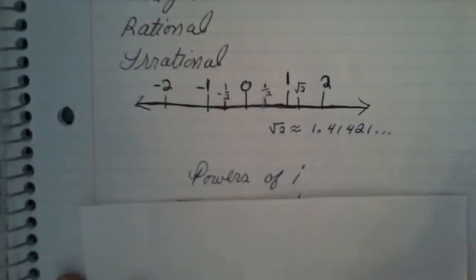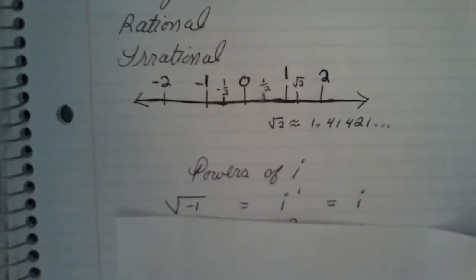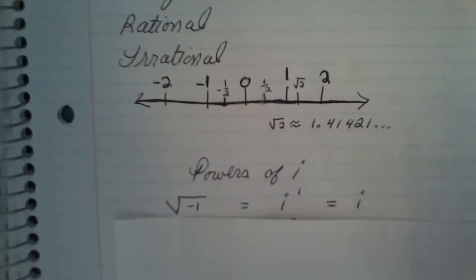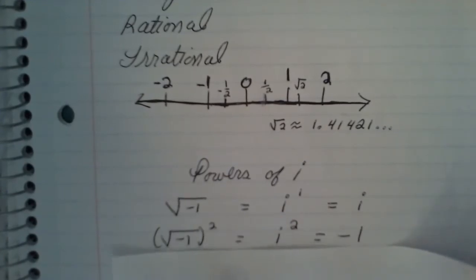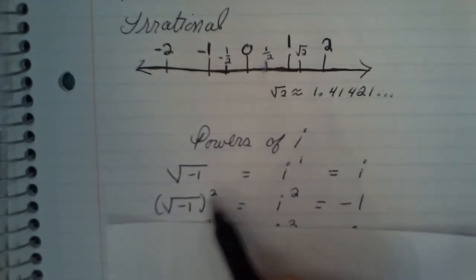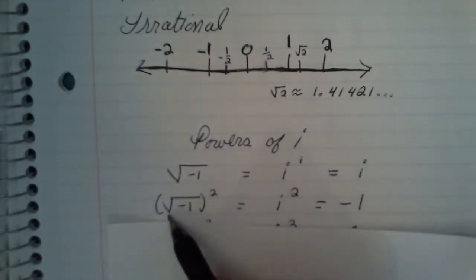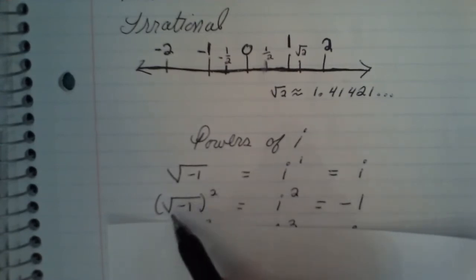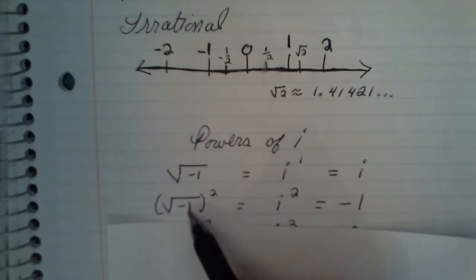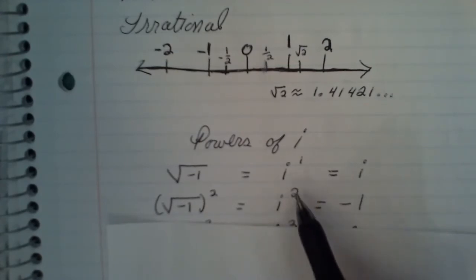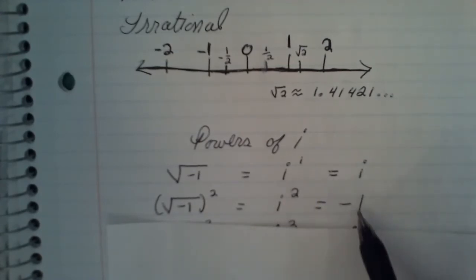Now, there are different powers of i. If I take just i to the first power, it's simply i. Anything to the first power is just itself. If I take the square of the square root, remember that the square undoes the index. So if I'm allowed to use this square root of -1, then I'm allowed to take the square of the square root of -1, which would undo the square root and give me -1. So i to the power of 2 simply equals -1.